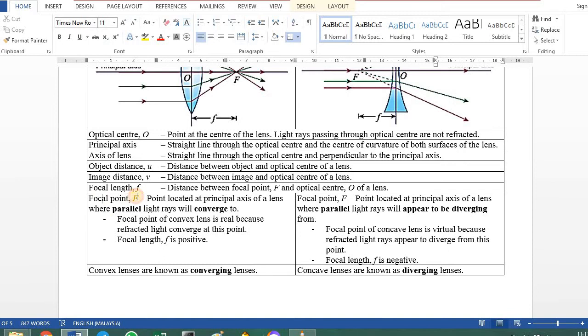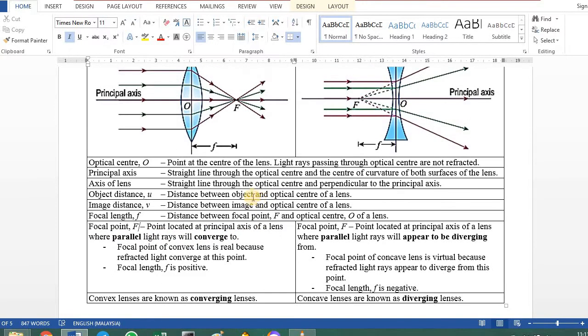Okay, so the focal point is a point located on the principal axis of the lens where parallel light rays will converge to. Light that passes through parallelly will converge and go to the focal point. Only light that is parallel to the principal axis, all the light that is parallel to the principal axis, will go to the focal point.